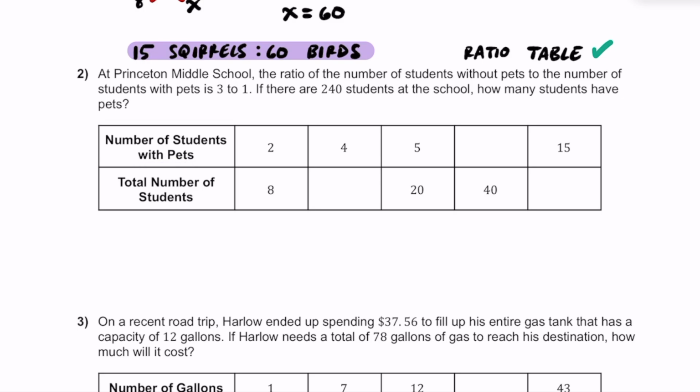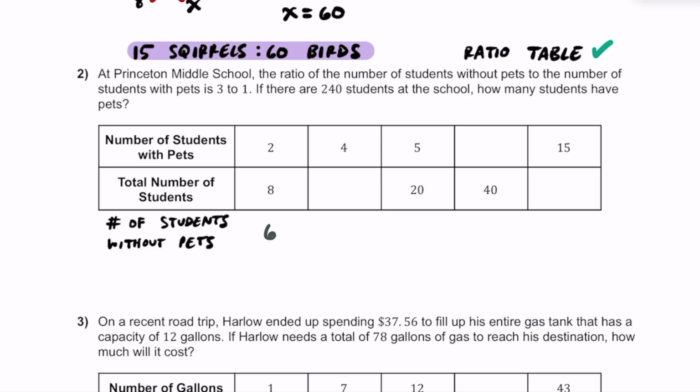So if you wanted to create another row, you could here and write number of students without pets. And so if you go ahead and take the total students and take away the students with pets, then you would get 6 students without pets. So you can see the ratio of 6 to 2 matches the ratio of 3 to 1 for students without pets to students with pets.